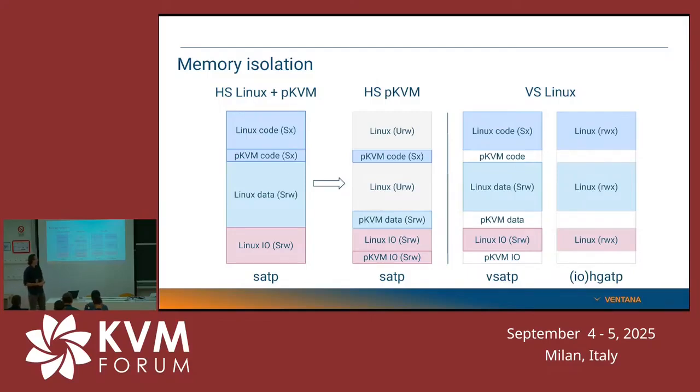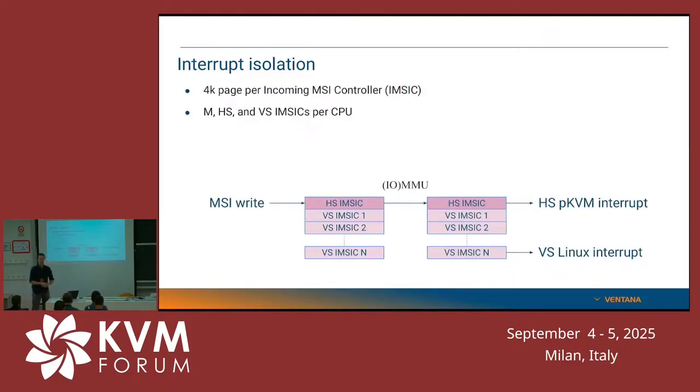And there's also the I/O HGATP, which is a part of the IOMMU, to do the same isolation for devices. Because when Linux boots in HS mode, it configures the devices to communicate with itself in HS mode. But now that we are moving Linux into VS mode, the devices are still communicating with HS mode. And it's pKVM there, and pKVM doesn't really care what the interrupts and the Linux want to communicate with.